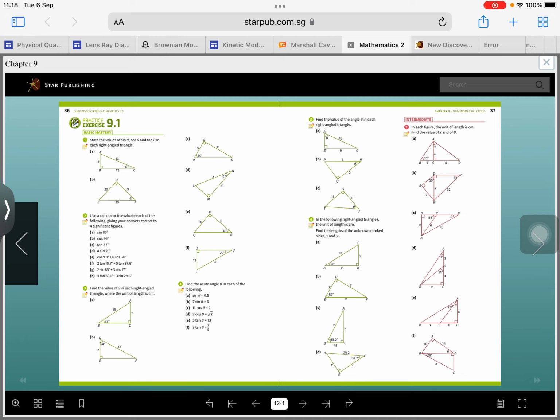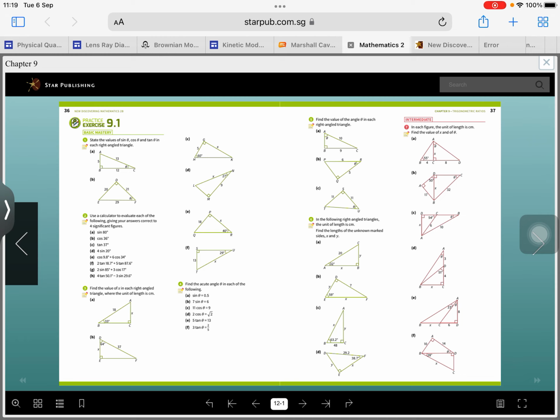Previously in chapter 8 on Pythagoras theorem, we learned about how three sides can be related to each other using Pythagoras theorem for a right angle triangle. So if I know two of the sides, I can find the length of the third side. In the concept of trigonometric ratios, we learn about how an angle can be related to two other sides in a right angle triangle. So if you know two of the sides, you can find the angle, or if you know an angle and one side, you can find the other side.